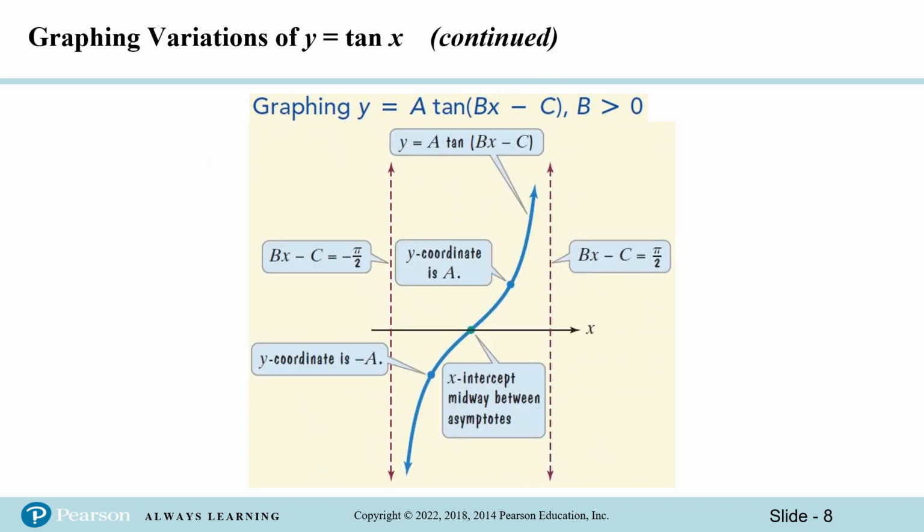All right, so bx minus c is equal to pi over 2. Bx minus c equals negative pi over 2. The y value is going to be negative a, and the y value is going to be positive a, and again, this is a quarter of the way, or halfway between the x-intercept and the asymptote.